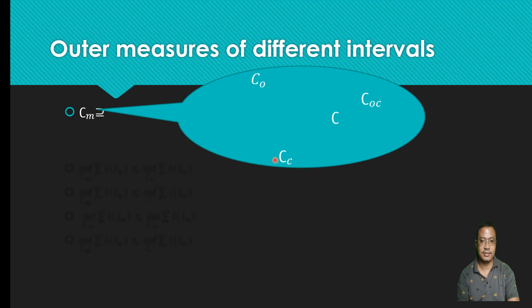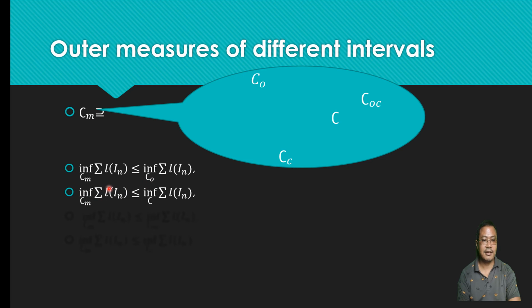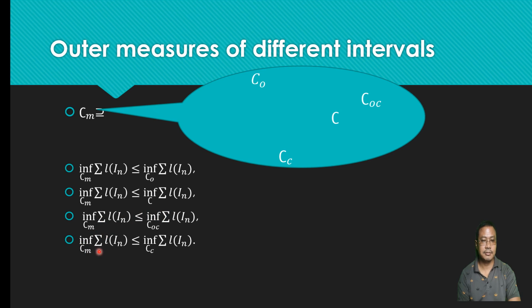All right, I have already explained, if you have a big collection, and from that you take the infimum, that will be less than the infimum taken from the sub collection. Infimum taken over this big super collection will be less than or equal to the infimum taken from this sub collection CO. So similarly, this one will be less than this one. All right, similarly this one will be less than this one. So lastly, this one will be less than this one. This is obvious, I have already explained it in the previous lecture.